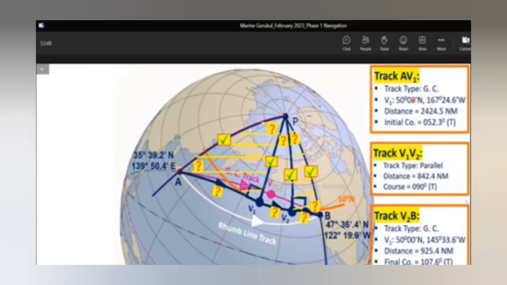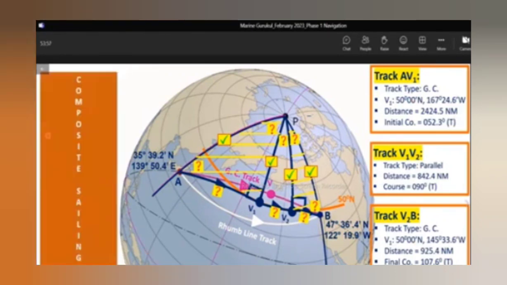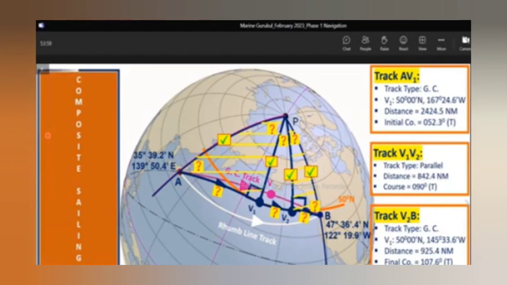Great. Let's go. Then solved out here, and this sort of sailing wherein we use a combination of more than one sailing is called composite sailing, and in this case the composite sailing involves great circle sailing plus parallel sailing.